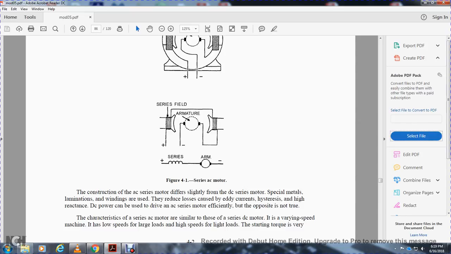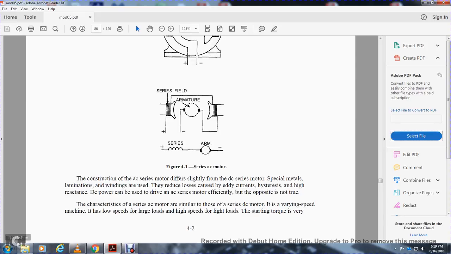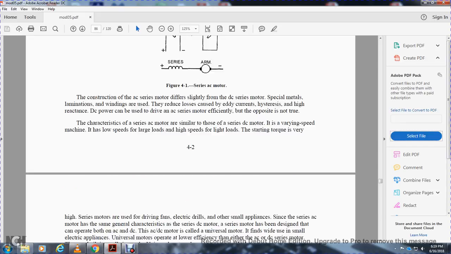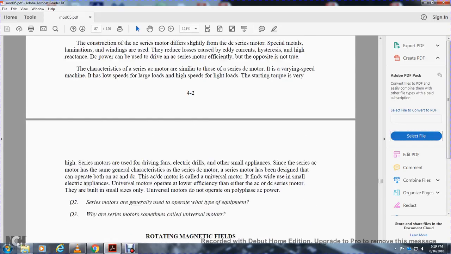Special metals and laminated windings are used to reduce losses caused by eddy currents and hysteresis. High resistance DC power can be used to drive AC series motors efficiently, but the opposite is not true. The characteristic of the series AC motor, similar to those of the series DC motor, is varying speed of the machine, from low speed with a large load to higher speed with light loads. The starting torque is very high. Series motors are used for driving fans, electric drills, and other special appliances.